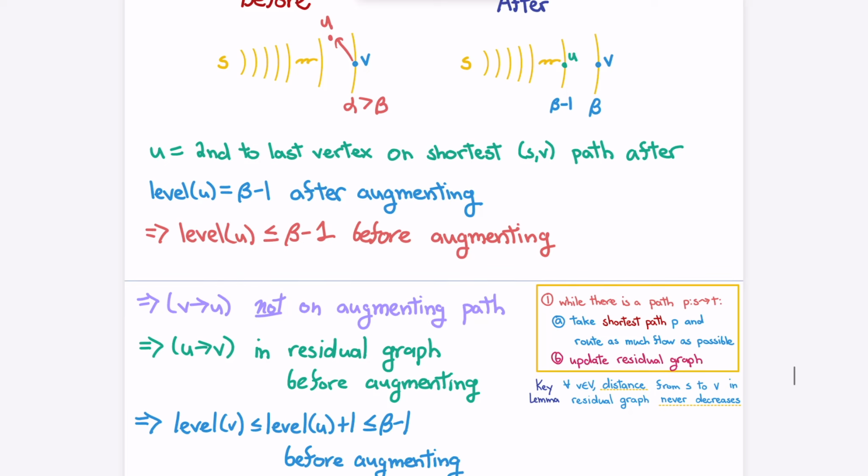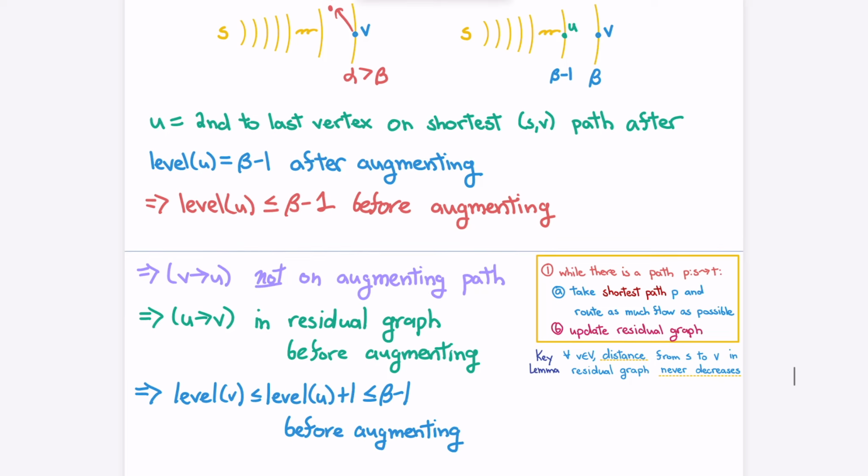Yeah, so the level of V, and this is all happening before the augment, has to be at most the level of U before plus 1. So I guess it's at most beta. Okay, so that's what we wanted to show. Right, so alpha is less than or equal to beta.